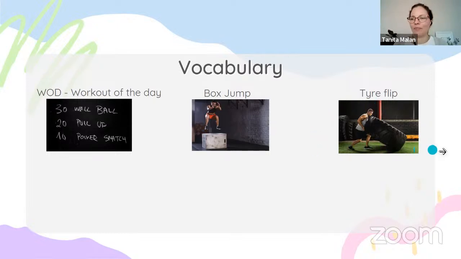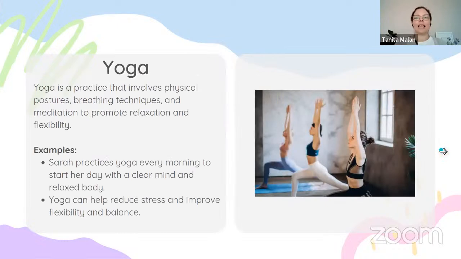Both are correct. Okay, yoga. All right, I want to do more yoga, but I find it really difficult. I find it way more difficult than strength training. So yoga is a practice that involves physical postures, breathing techniques, and meditation to promote relaxation and flexibility.